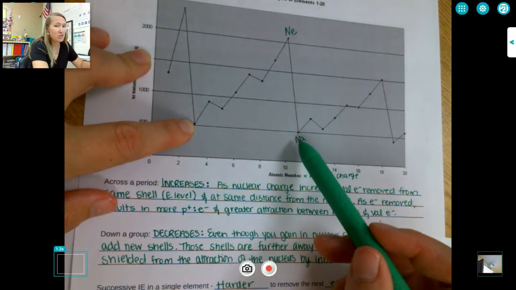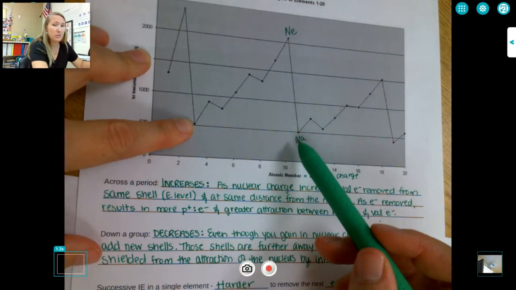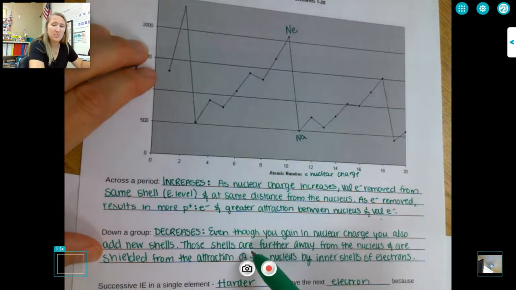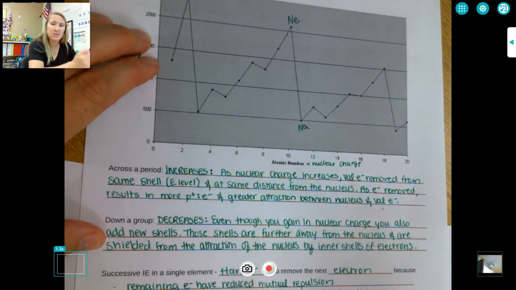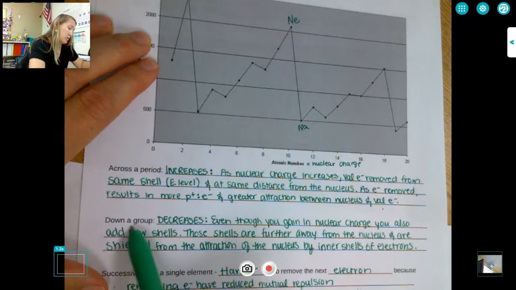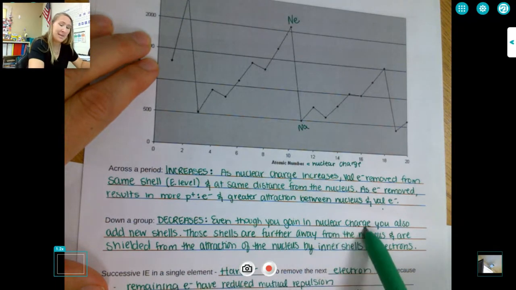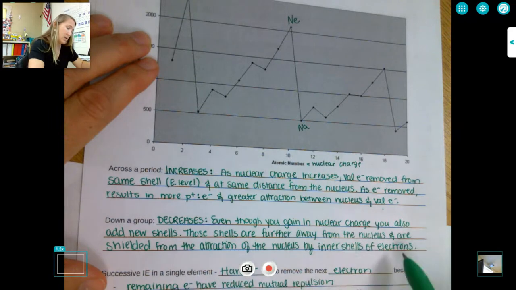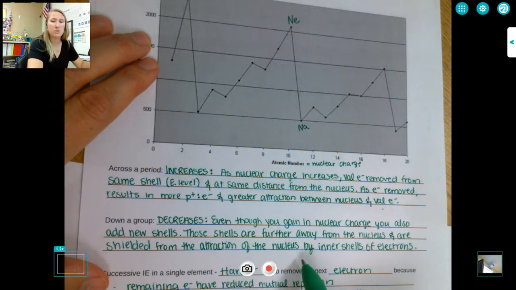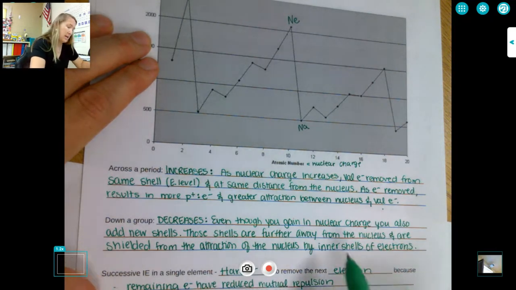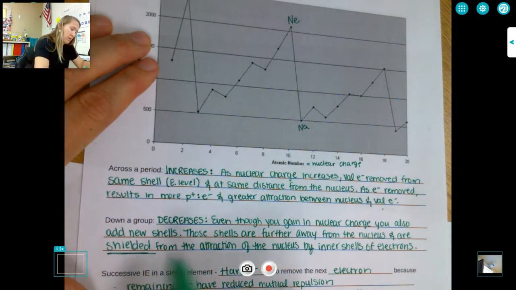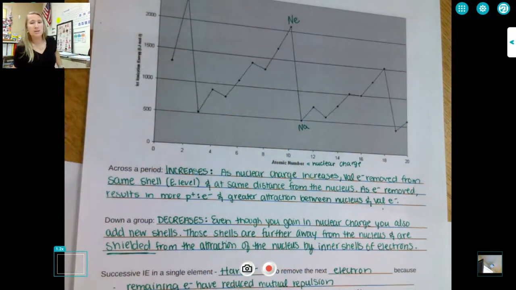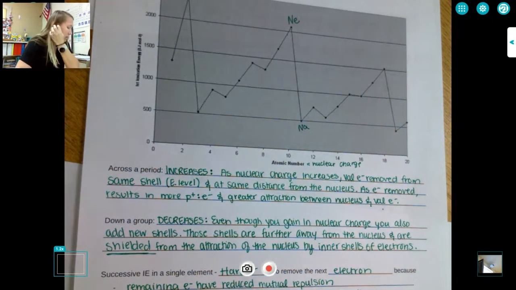All of a sudden, I add another shell. Now I'm moving down a group. Well, now it's going to decrease because now I've increased my shielding. I have inner shells that are preventing my outermost valence electrons from feeling any sort of attraction from the nucleus. So down a group decreases. Even though we gain nuclear charge, we also add new shells. Those shells are further away from the nucleus and are shielded from the attraction of the nucleus by inner shells of electrons. Okay, and shielding is another one of those vocabulary words that you're going to want to use along with Coulomb's law.